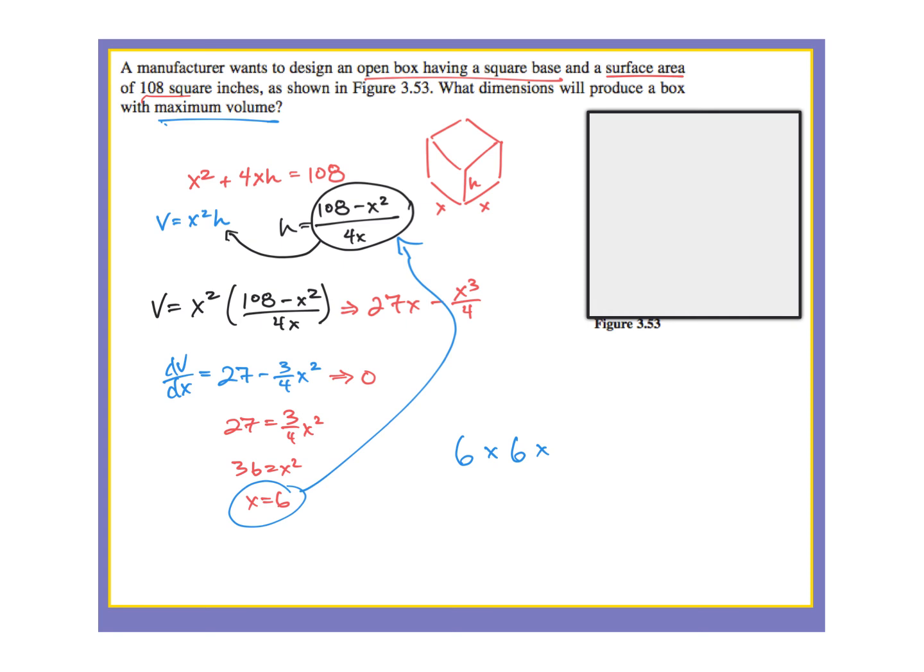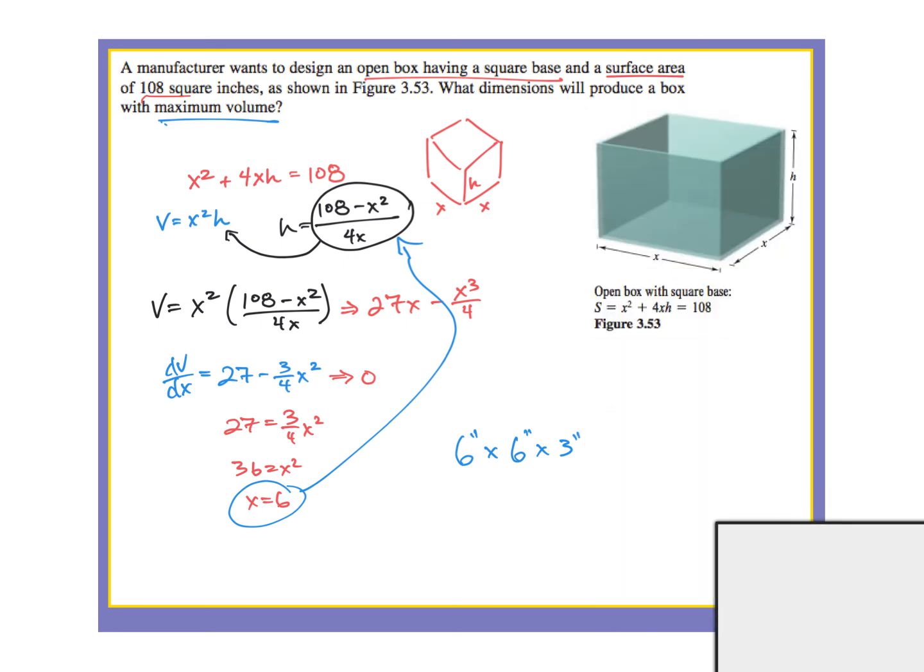72. Good. All right, and then 4 times 6 is? 24. 72 divided by 24 is? 3. So we have 6 inches by 6 inches by 3 inches. That is the maximum volume with a surface area of 108 square inches. All right.